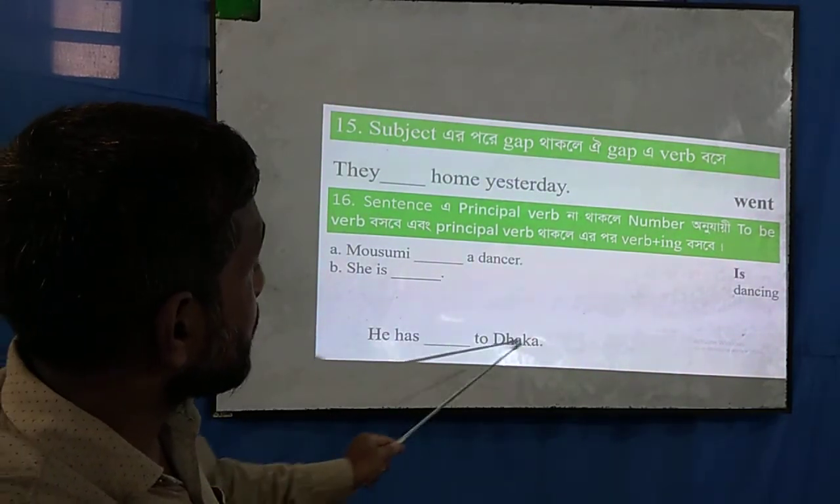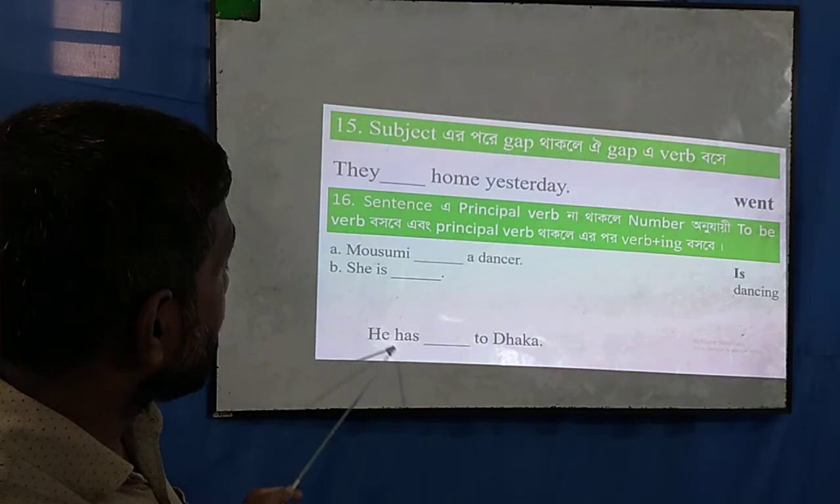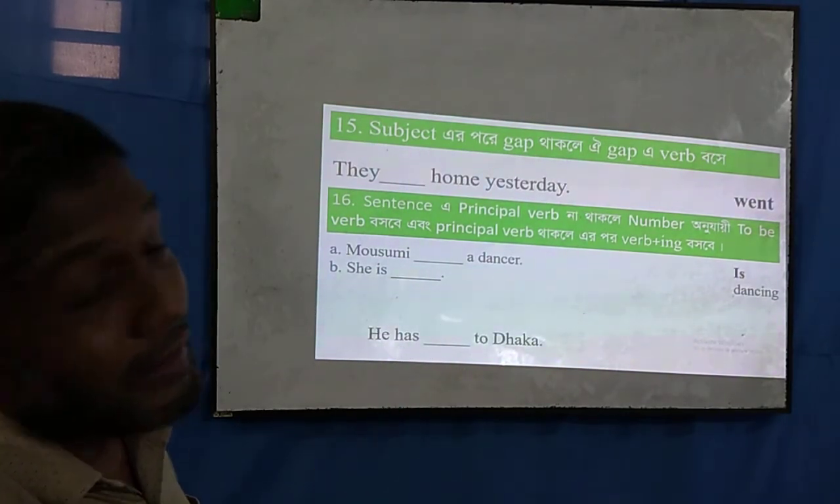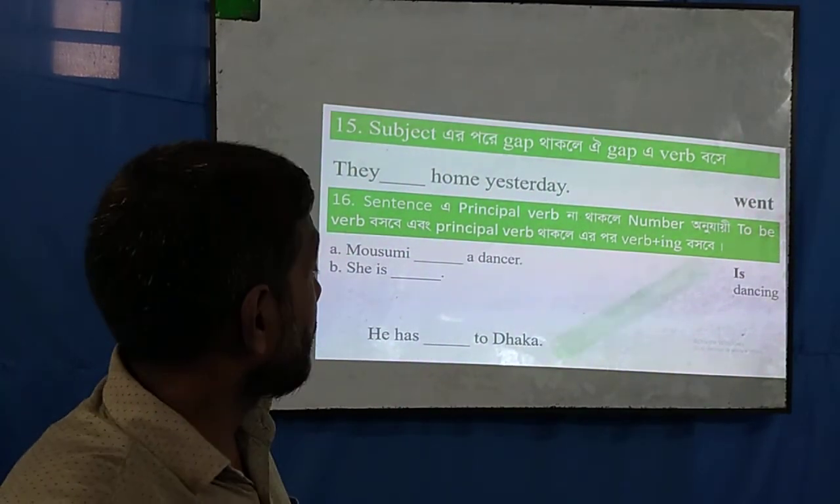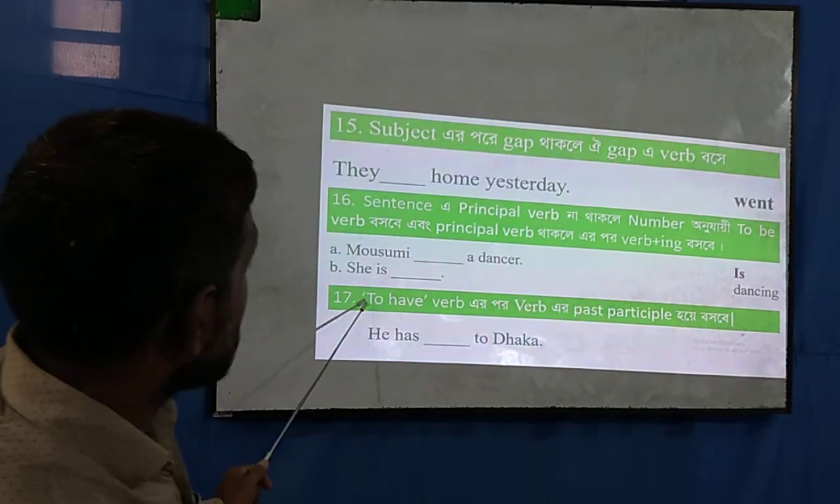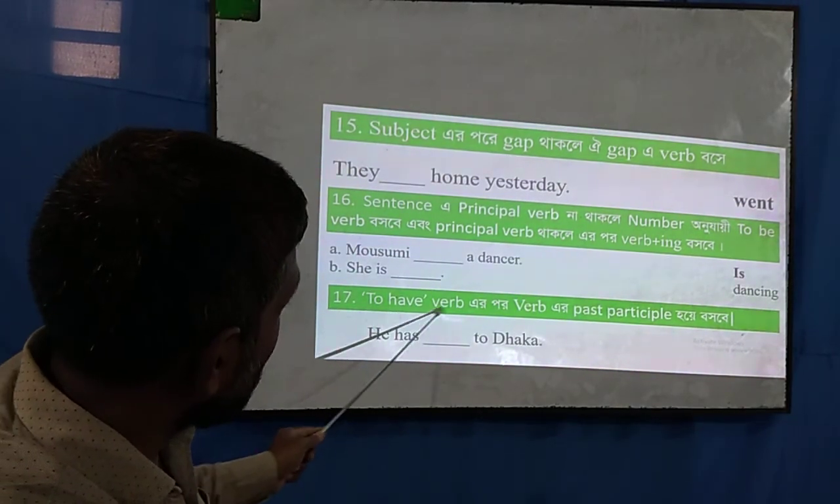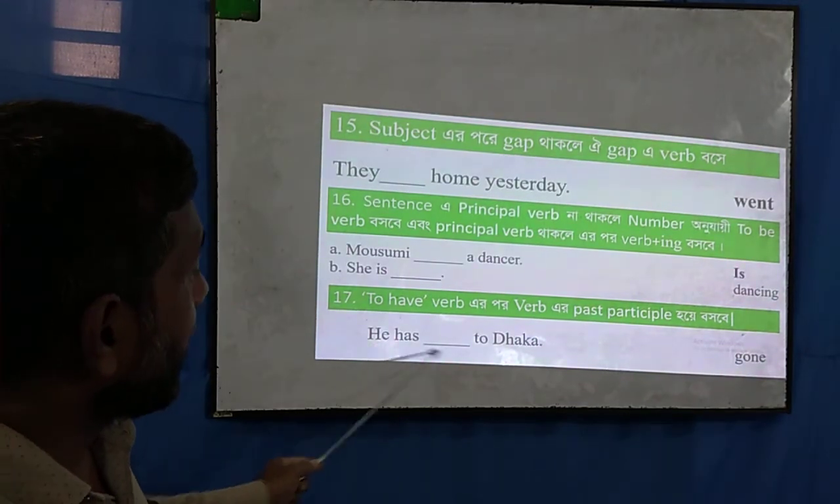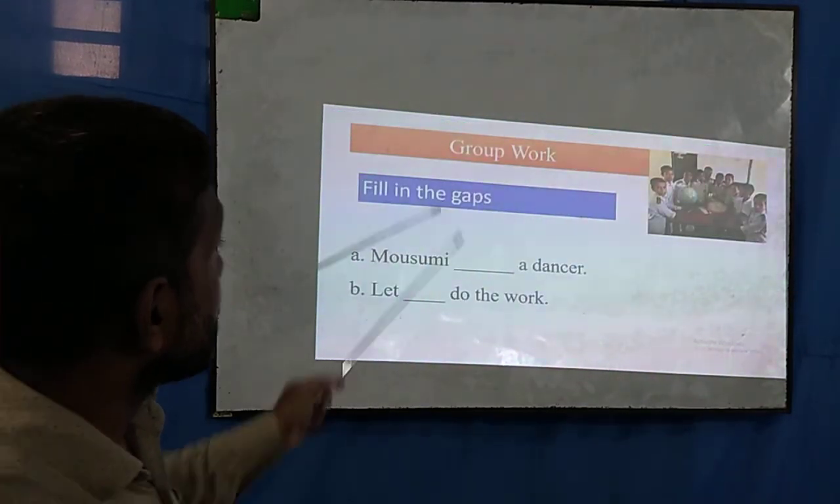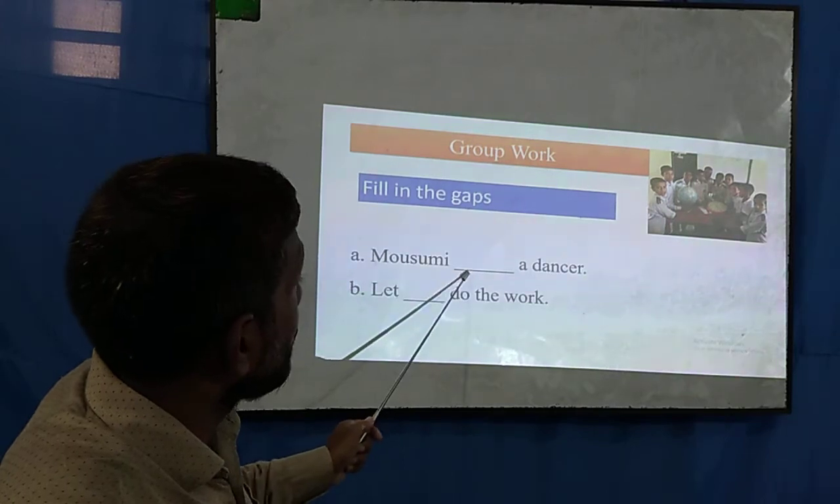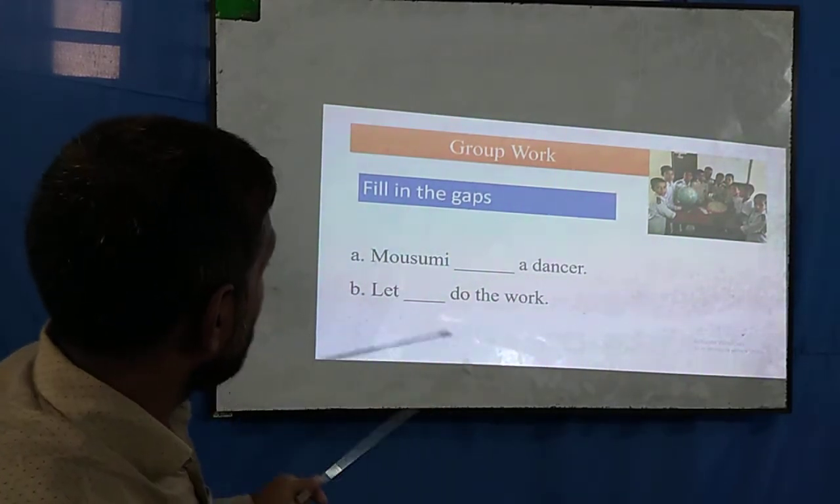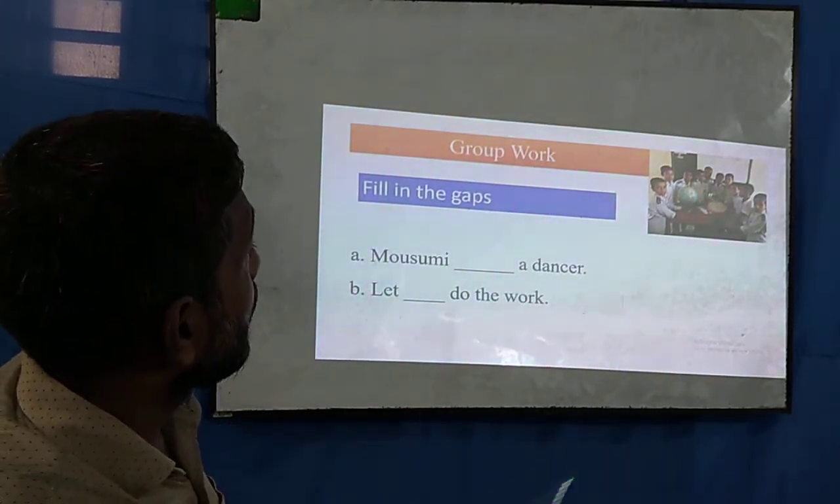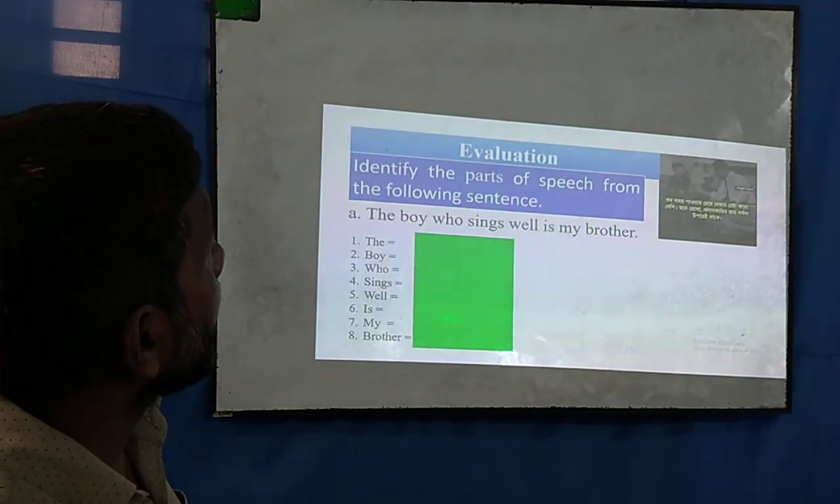She has dashed to Dhaka. So there is a has. I have to use the past participle form of a verb here. Just look at the rules: after a to have verb, the verb will be in past participle form. So he has gone to Dhaka. Dear students, here is a work. Mousumi is a dancer. You have seen in my previous slides. Let him do the work. I hope you can understand it.